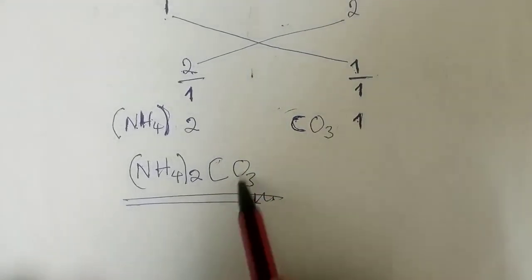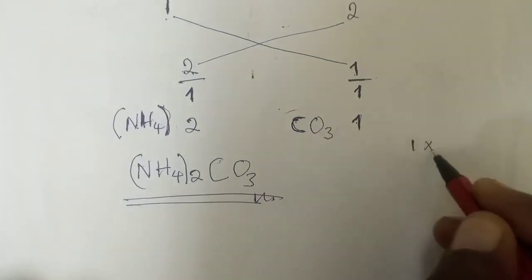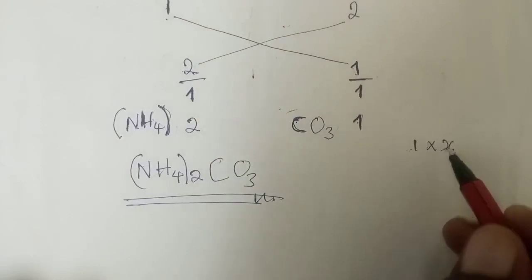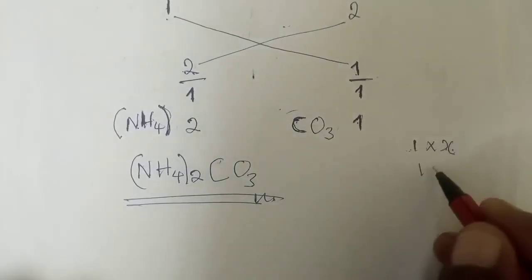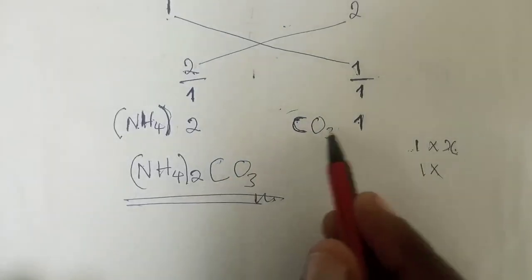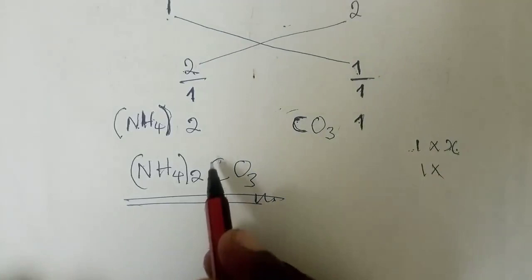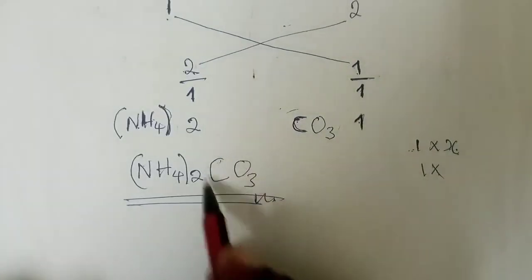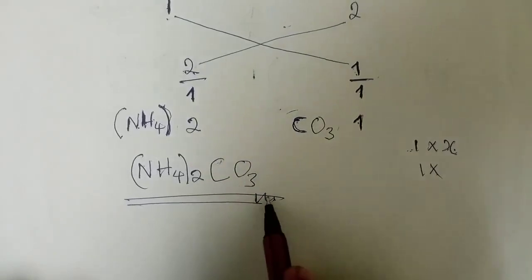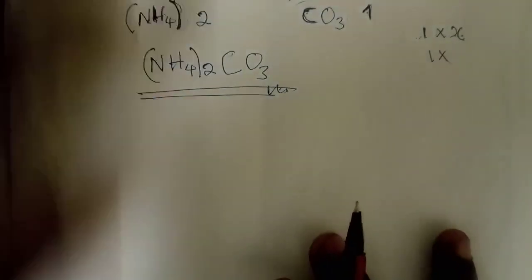So why did I just get this one? When you say 1 times x, it is going to give you what? You can't say 1x. So we can't say carbonate 1, no. So we just write it as the way it is, meaning that it has a coefficient of 1 here. So this is how you write the chemical formula for ammonium carbonate. Let's look at another one.